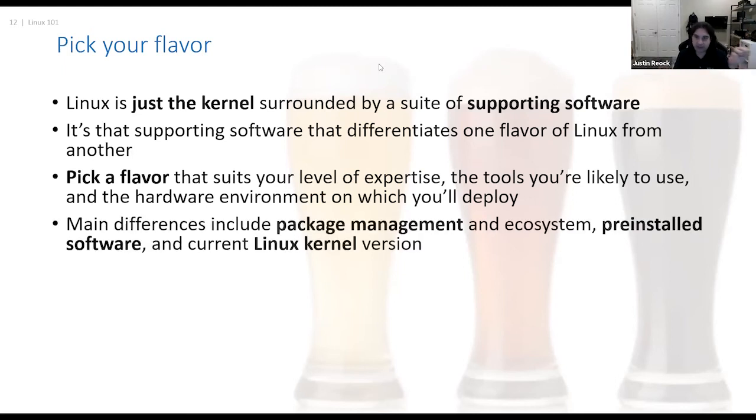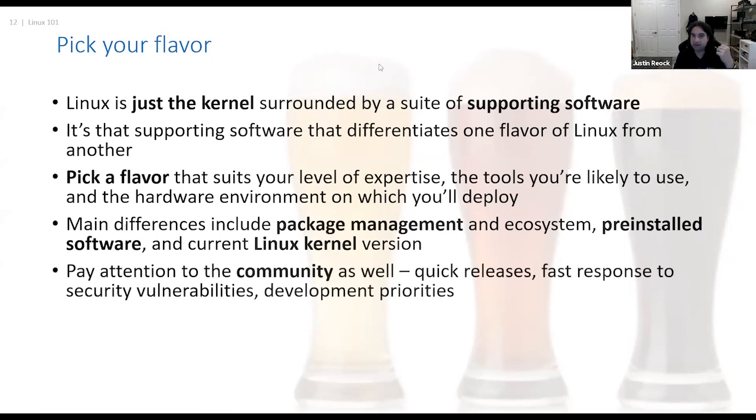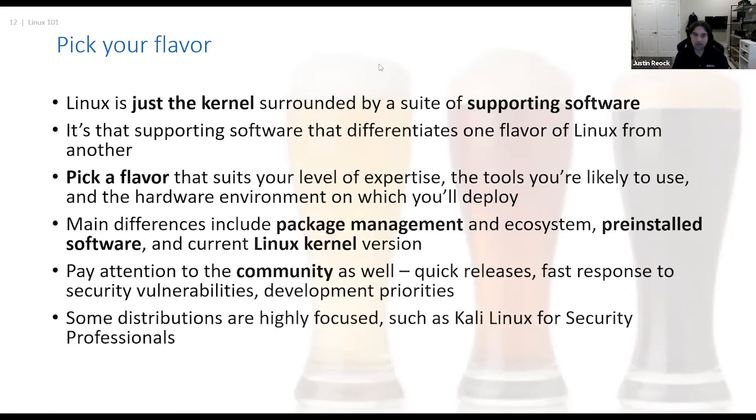Main differences include package management, pre-installed software, and the current Linux kernel version that's installed. Take a look at the community too. You really want a community that's quick to release, responds quickly to security vulnerabilities, and has clear development priorities. For most of the mainstream flavors of Linux, you can get this information pretty easily. You can go to the main project site and click About or the community section. It'll talk about the board of directors of the community, and you can understand how the community is governed. That'll give you some clues about the sustainability of this flavor of Linux and whether you should think about using it in your work.